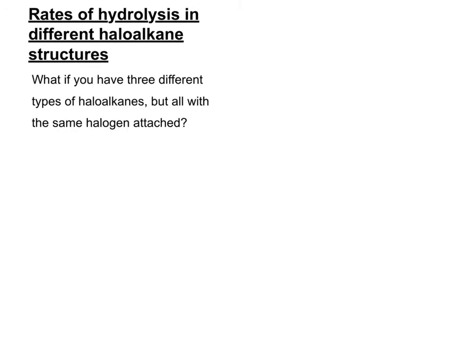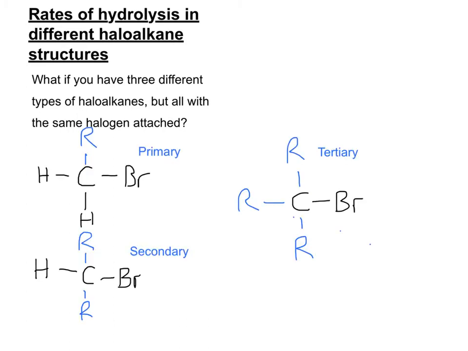So let's just remind ourselves of the three types of haloalkane structure. So we have primary, secondary and tertiary. Now the thing about primary, secondary and tertiary structures, whether it's haloalkanes or any other type of structure, is the number of R groups that are attached to the carbon to which the functional group is bonded will influence how stable the carbocation that's formed could be.